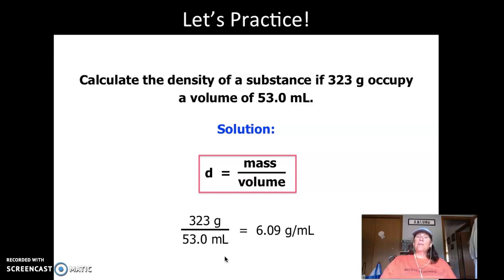If you want to know if something floats or sinks, if its density is less than 1, it floats. If its density is greater than 1, then it sinks. And how do I know that? Well, water's density is 1. So that's what we base it on.